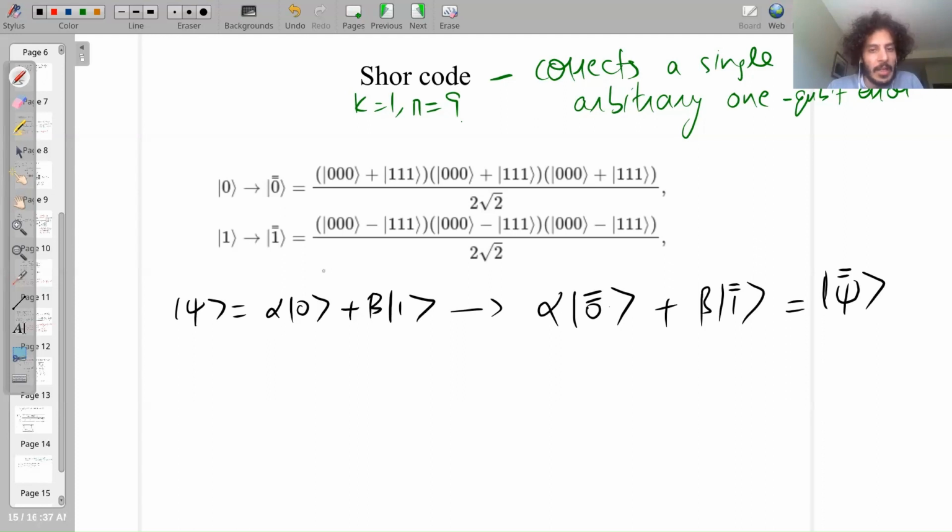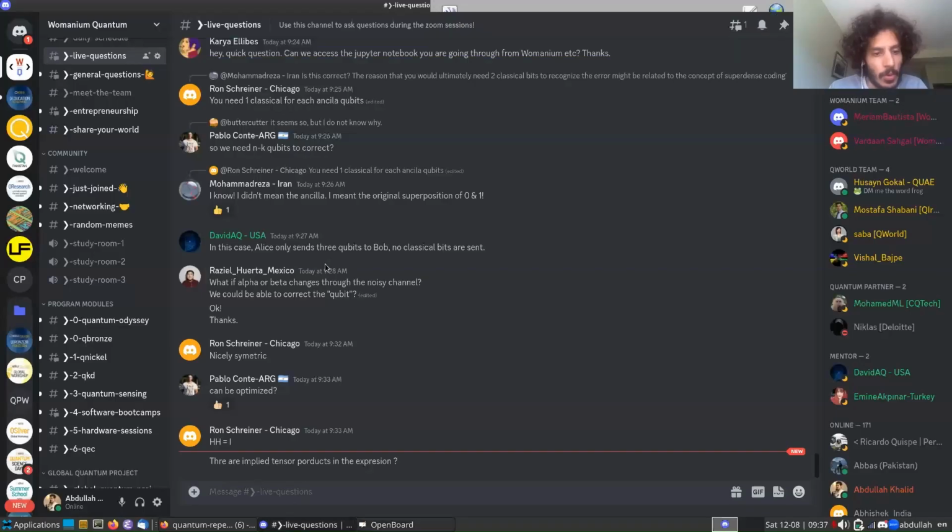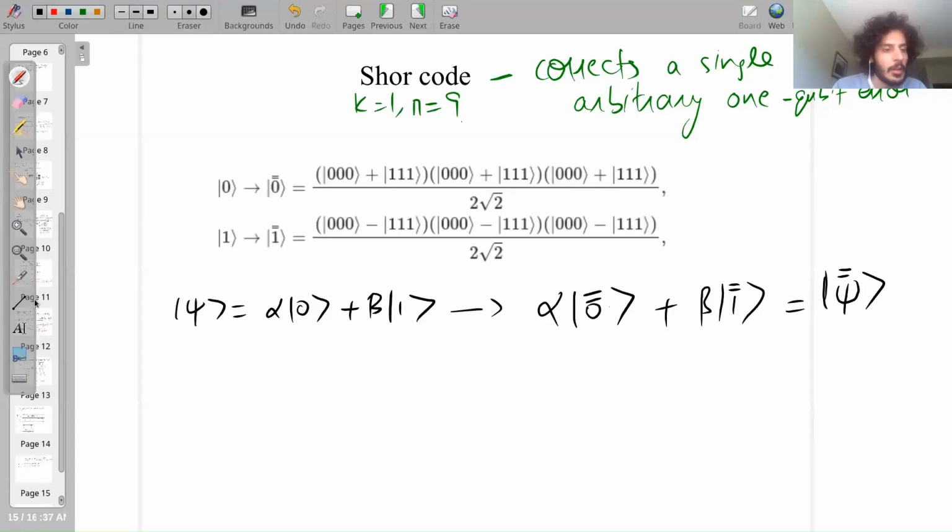Now, why does this work? Okay, is the big question. So there's a question, there's an implied tensor product in the thing. Yes, obviously. So there are tensor products here, here, here, and here. We don't write it because it gets confusing.